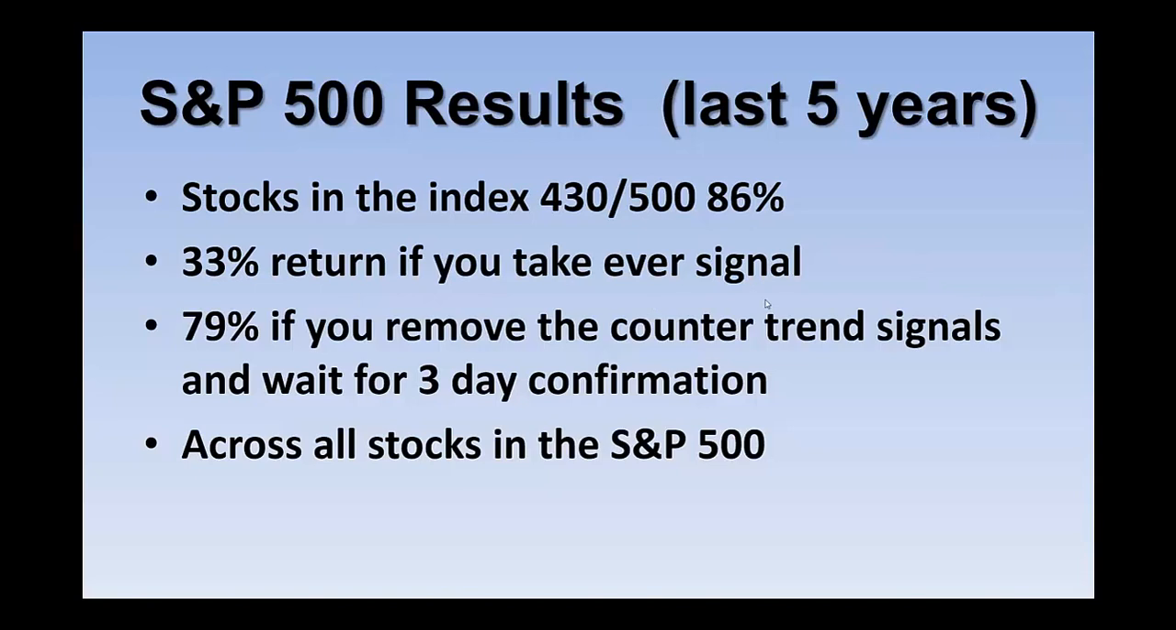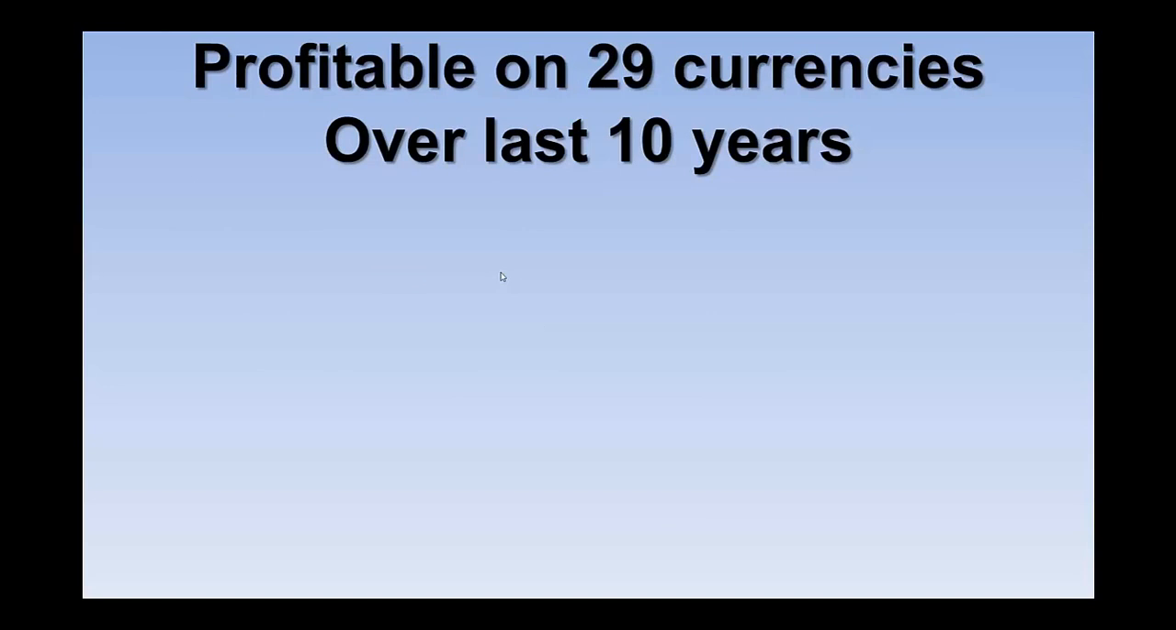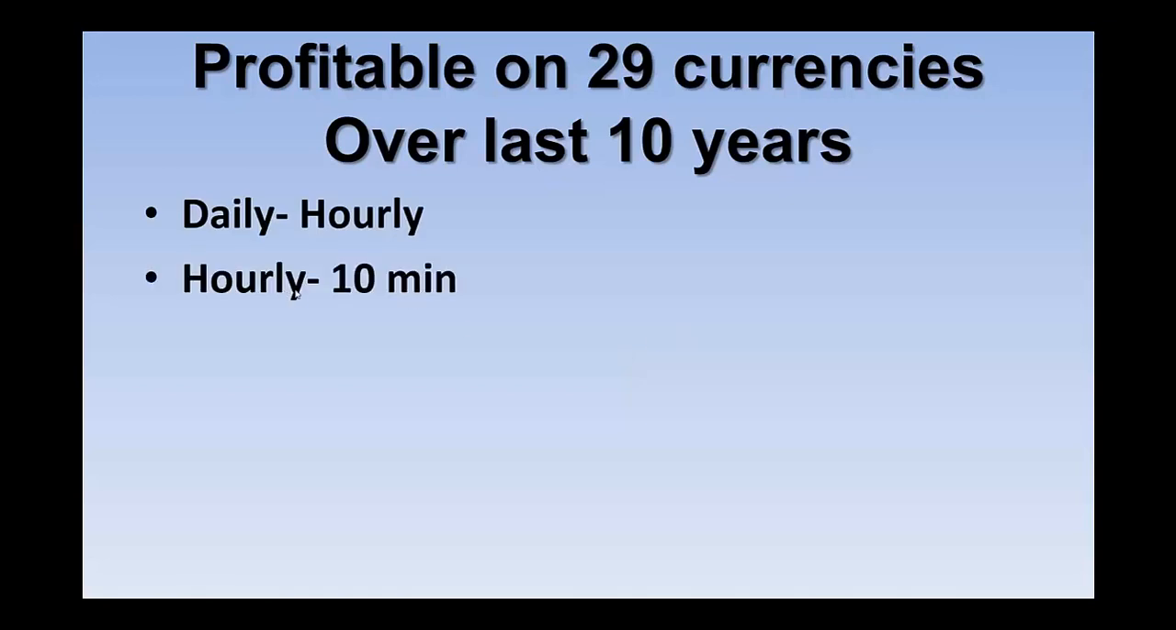You would have got a return of 33%. Now, if you filter out the counter-trend signals and only follow the ones that are in the trend of the market, then you'll increase your rate of return from 33% to 79%, which is a lot better. And you're going to use a 3-bar confirmation to do that across all the stocks in the S&P 500. It's also been profitable on 29 currencies over the last 10 years using a daily, an hourly, and a 10-minute time frame. Those are my preferred time frames.